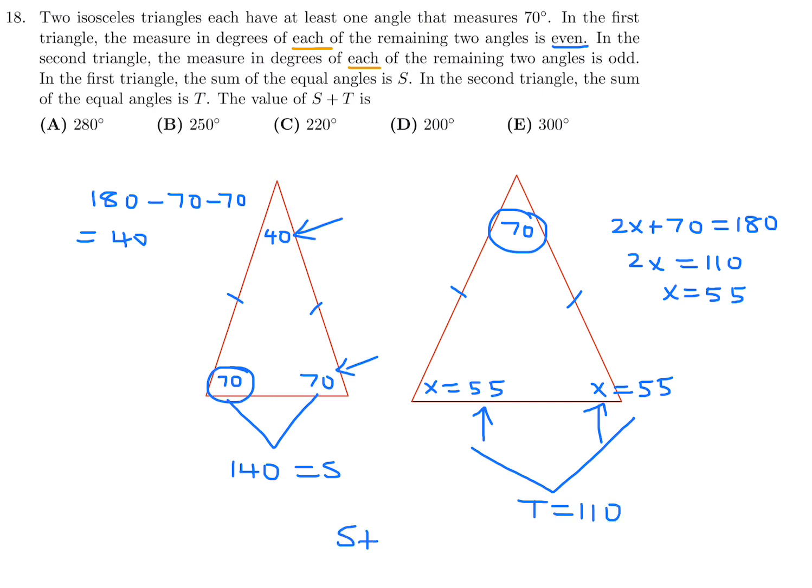So they want S plus T. So S plus T is 140 plus 110. And that's 250. So number 18, the answer is B.